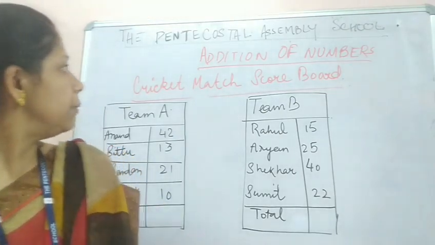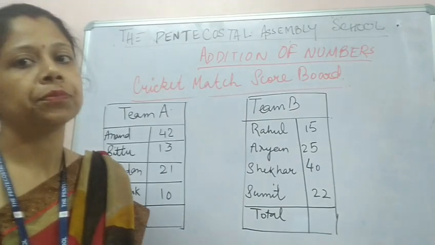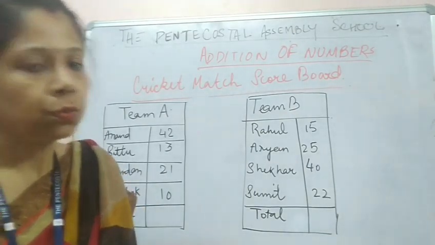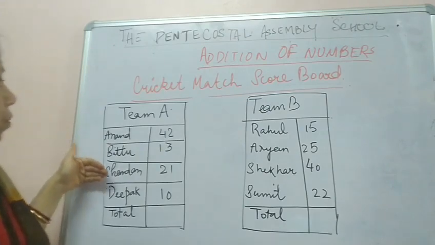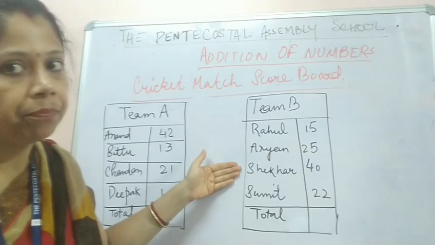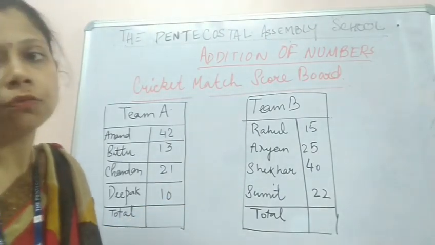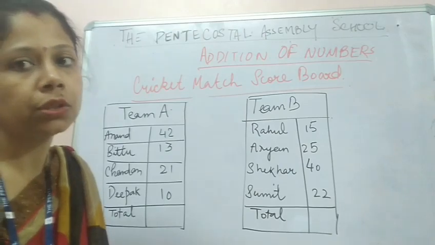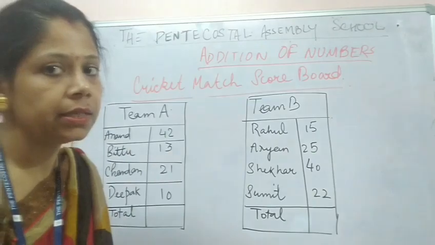Now can you see, I have written over here, there is a cricket match scoreboard. Read the cricket match scoreboard. So team A has scored, this is the score of team A and this is the score of team B. Now if I tell you to tell me the total score of team A as well as the total score of team B, what will you do? You will add it, isn't it?